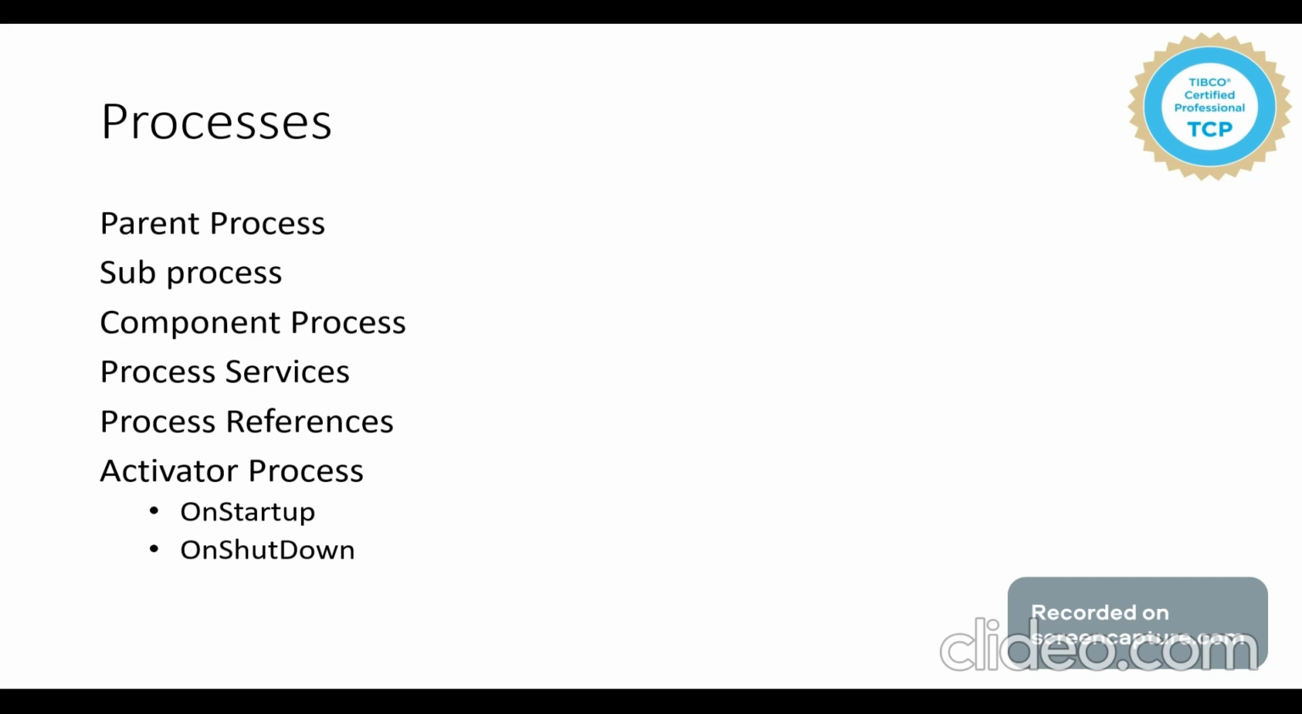And there is one more process type called an activator process, which is a special process that can be used to perform any pre-processing or post-processing tasks when the application is started or stopped respectively. Basically, this activator process will have two operations, which are on startup and on shutdown.